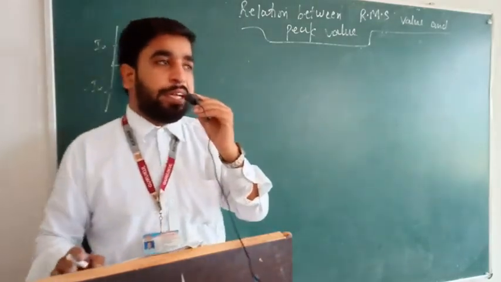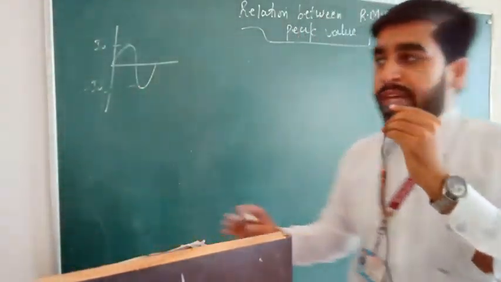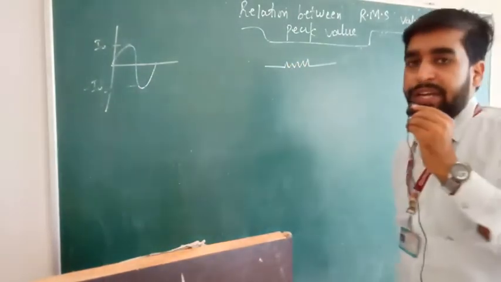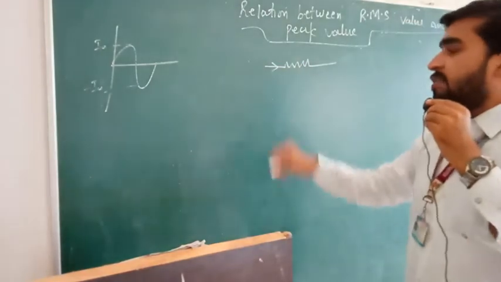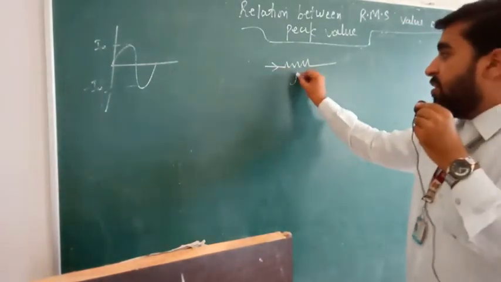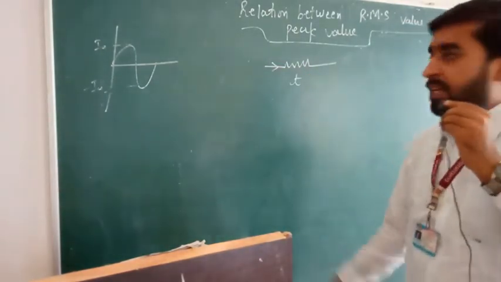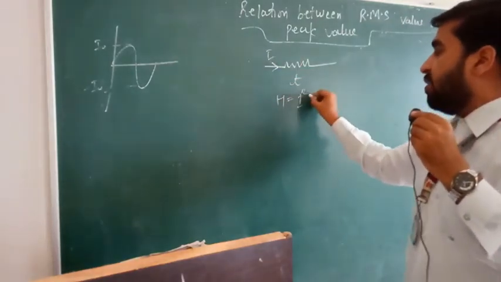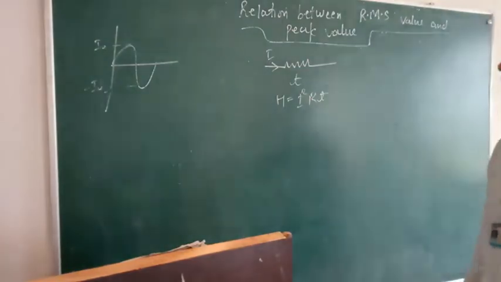Suppose we have a circuit. This is a circuit, and one resistor is there. We first pass DC for time t, and the heat produced, suppose I was the current, is H equal to I square R T.